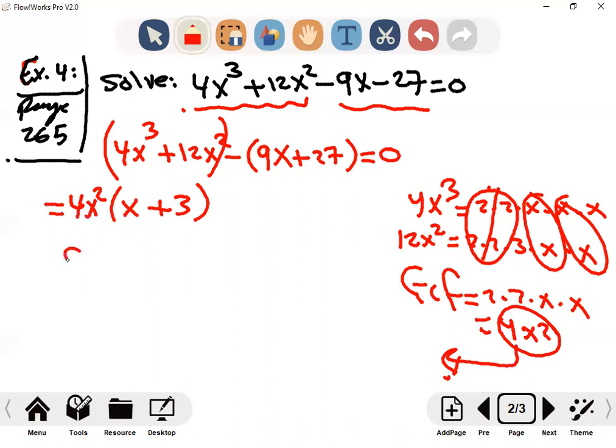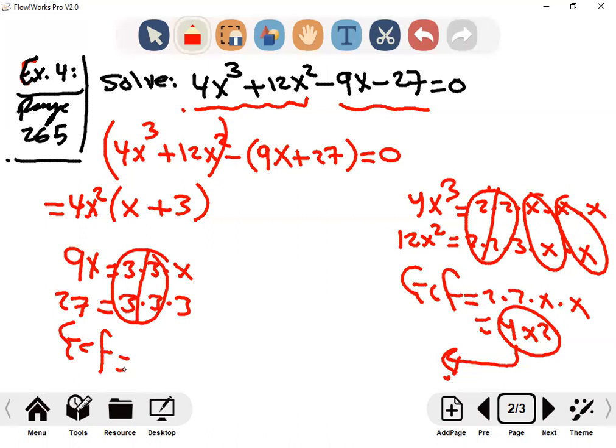Let's do the 9x. The 9x, it's 3 by 3 by x. The 27, it's 3 by 3 by 3. Factoring, guys, factoring. So we have a common factor, which is 9. So the GCF is what here? 9. So here minus 9, right? And divide. 9x divided by 9, sorry, x. Right. 27 divided by 9, 3, and plus.